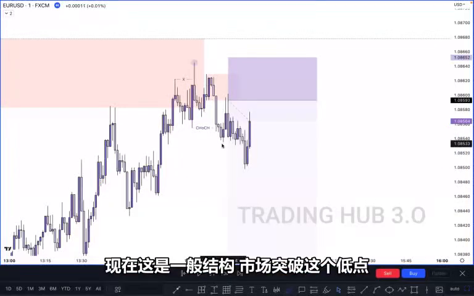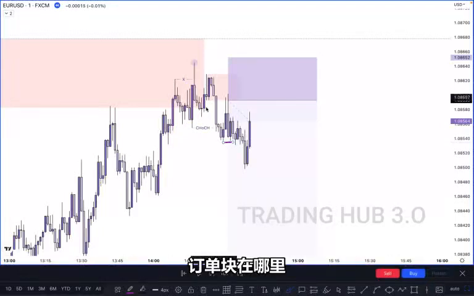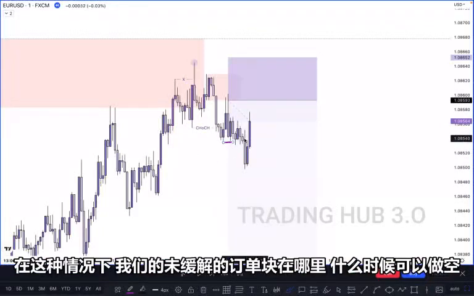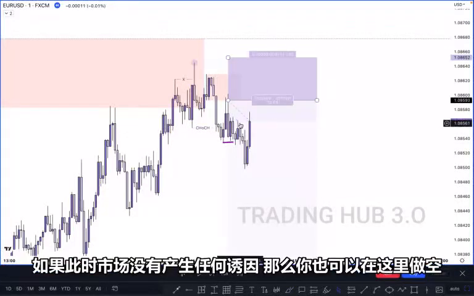Market breaks this low, which one is here, right? And after the break of this low, where should you sell? You have to identify where our unmitigated order block is. So in this case, where is our unmitigated order block and when can we expect a sell? We can expect this high to act like an inducement. If the market does not create any inducement at this point, then you can also sell here.